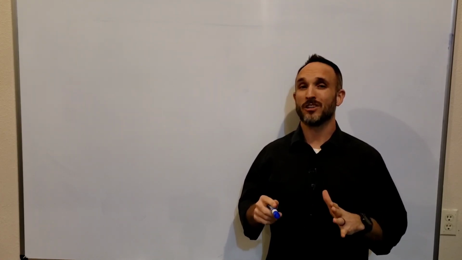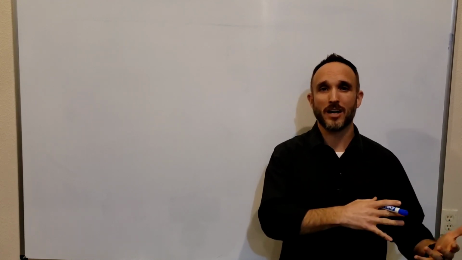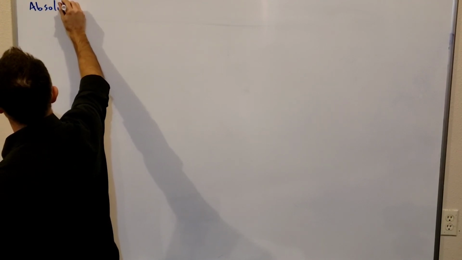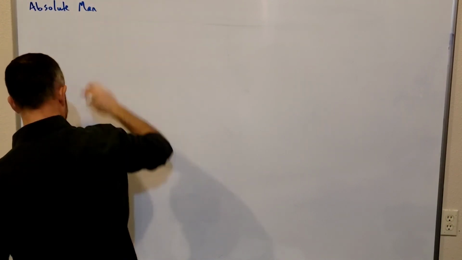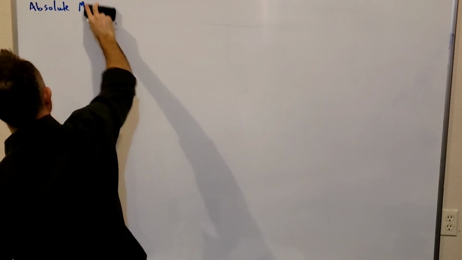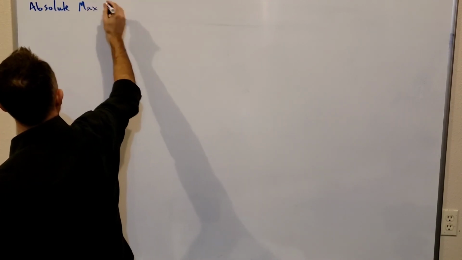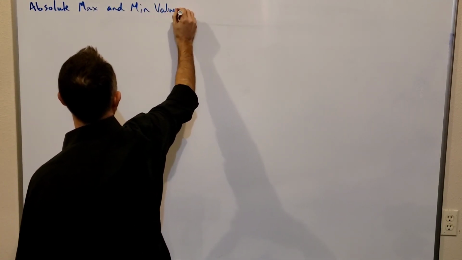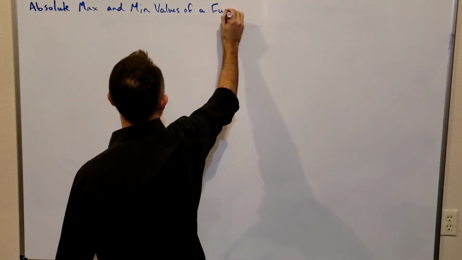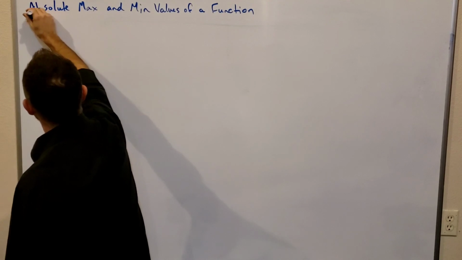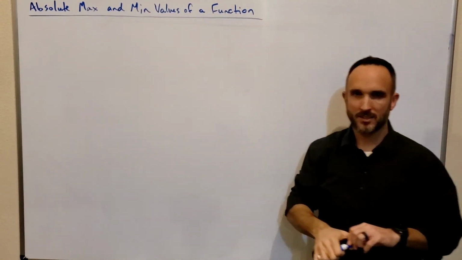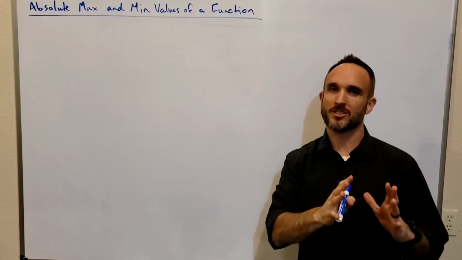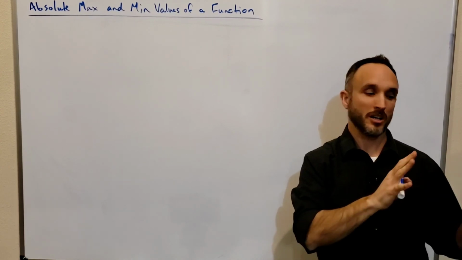We're finally going to look at actually finding absolute maximum and absolute minimum values of a function. And just so I'm not misleading you, we're not going to be looking at the absolute max and min of a function on its entire domain. We're going to start basic and limit our discussion to absolute max and min values on a closed interval.